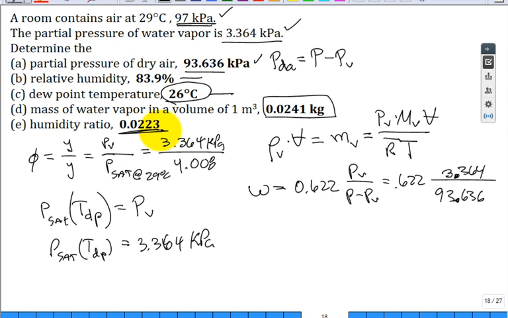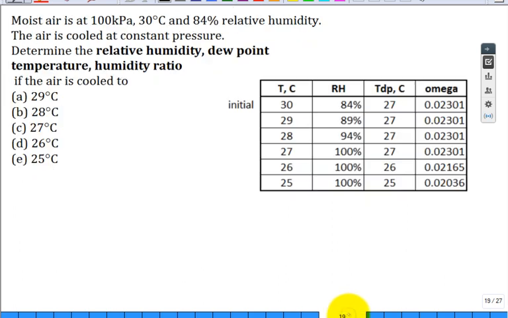All right, can I move on? Are we okay? Okay, you can play conceptual games. I encourage you to do that. Start with some initial condition where the humidity is given, the dry bulb temperature is given, the dew point temperature you calculate, the omega, the humidity ratio you calculate, and then just cool it and cool it and cool it and cool it and cool it. What'll happen is omega stays the same until you hit the dew point temperature.